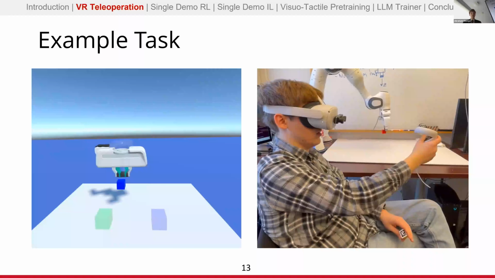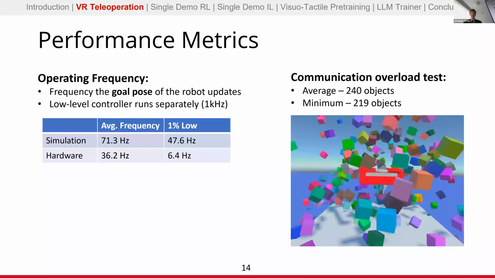To evaluate our method, we examined the operating frequency of the system, looking at both the simulation version and the one put on hardware. We can see that for simulation, the operating frequency averages at 71 hertz with a 1% low of 47 hertz. And then for hardware, we see a decrease in operating frequency, although this is likely caused not by our VR system, but by the low-level controller that we use. However, it's important to note that this is just the frequency at which the goal position is updated for the robot.